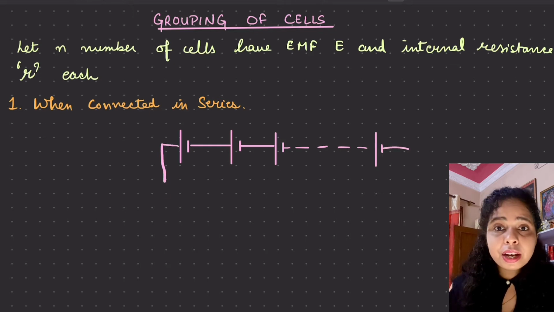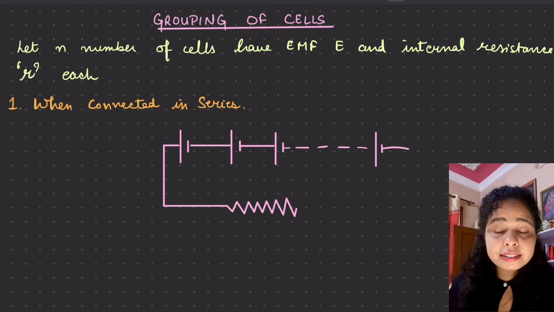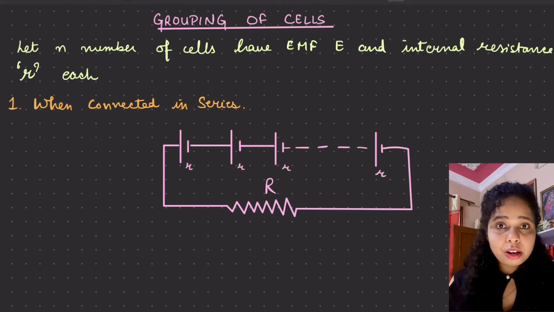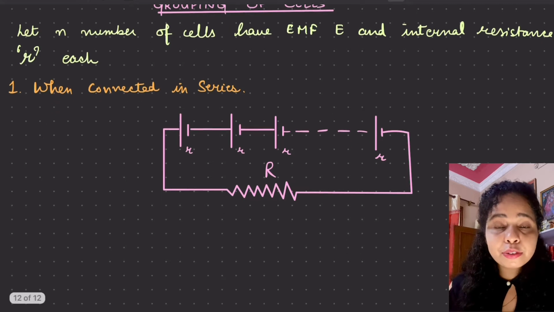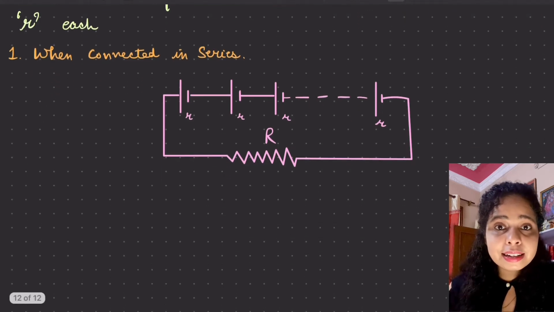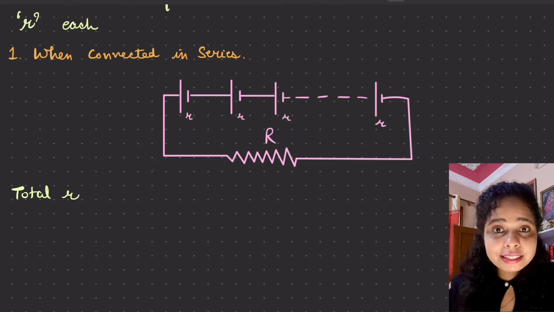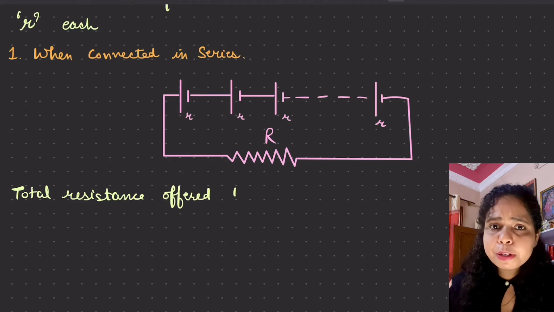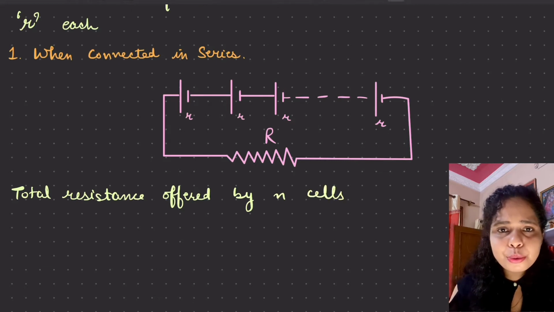So now we are having n number of cells which are connected in series. We are having external resistance capital R which is to be connected in series with this combination, and each cell is having an internal resistance small r. Now first of all, let us talk about the total resistance which is offered by these n cells. As these n cells are connected in series, therefore the resistances offered by these cells are also connected in series. And for series combination, we had developed a formula, that is Rs is equal to R1 plus R2 plus R3 plus and so on Rn.